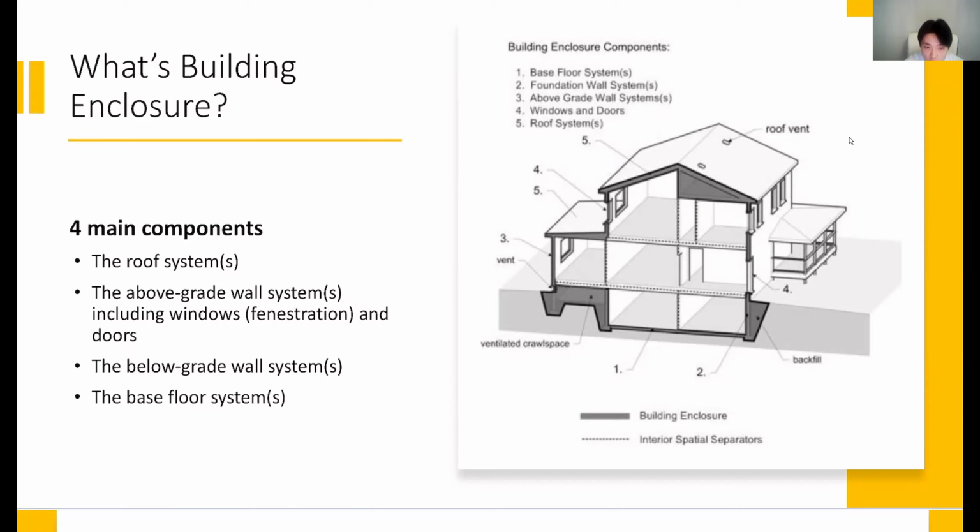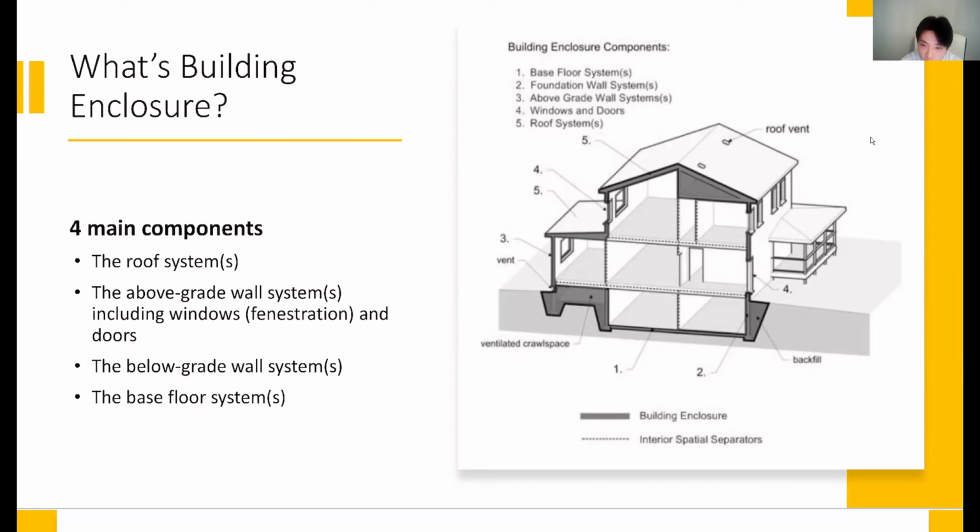And for the above grade wall systems, we often include the windows, which we call fenestrations, and the doors in this whole system. And as you can see in the right picture showing on the slide, the gray areas are all the enclosure elements that we have for this particular building.